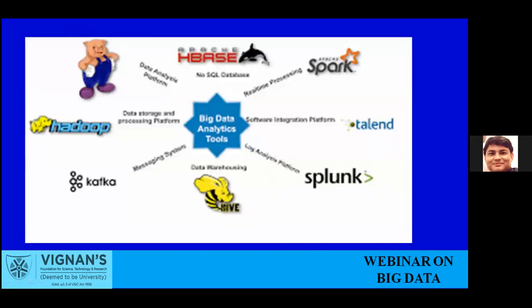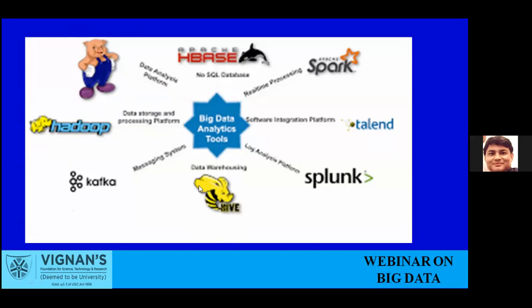Okay. Now, we are using different types of tools in big data analytics. You already know about Hadoop, right? Because Hadoop can use HDFS and MapReduce to store and to process the data. And then we are using Hive also.